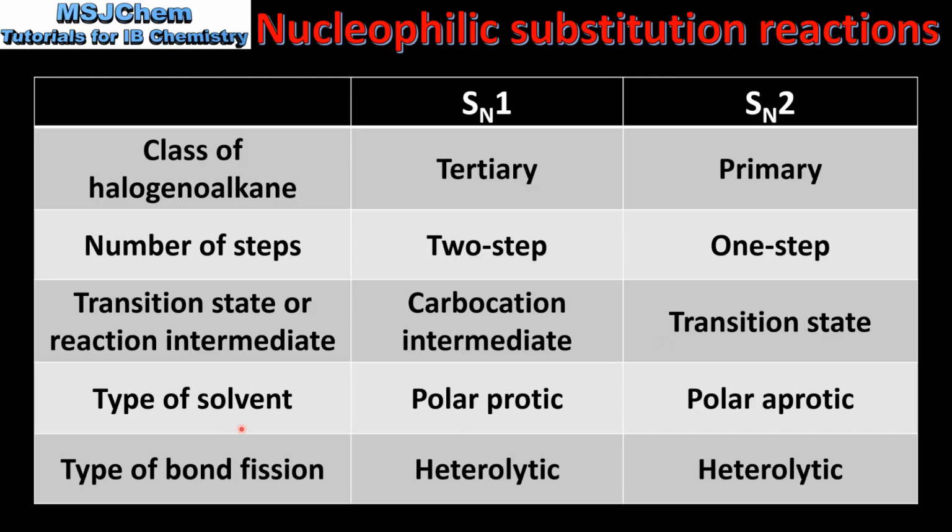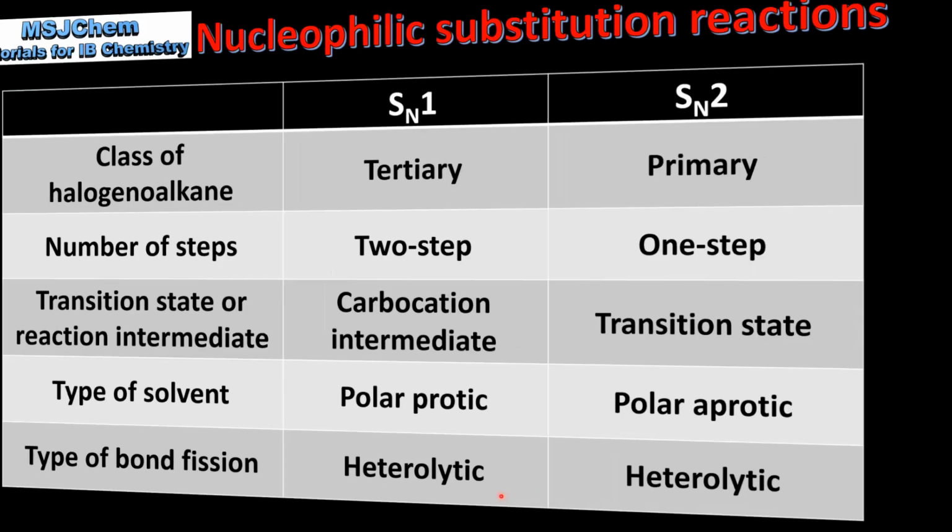Next is type of solvent. The SN1 mechanism is favored by polar protic solvents. The SN2 mechanism is favored by polar aprotic solvents. Next, we have type of bond fission. Both the SN1 and SN2 mechanisms involve heterolytic bond fission.